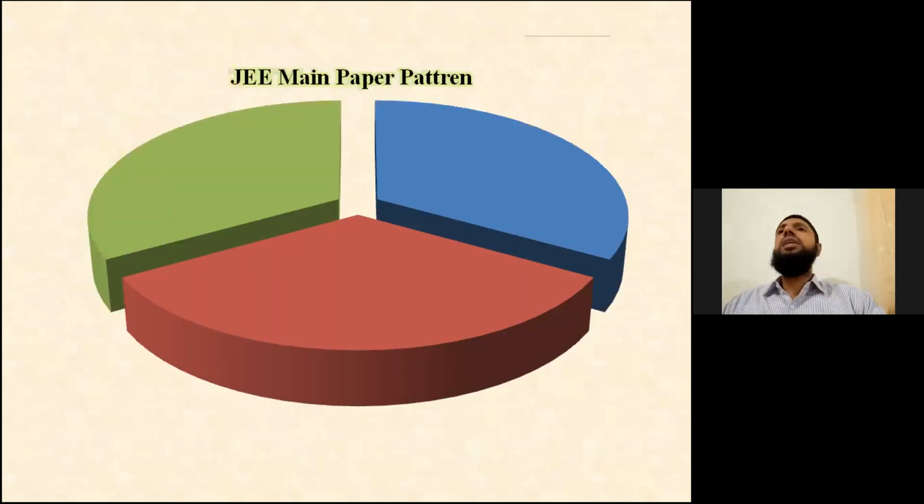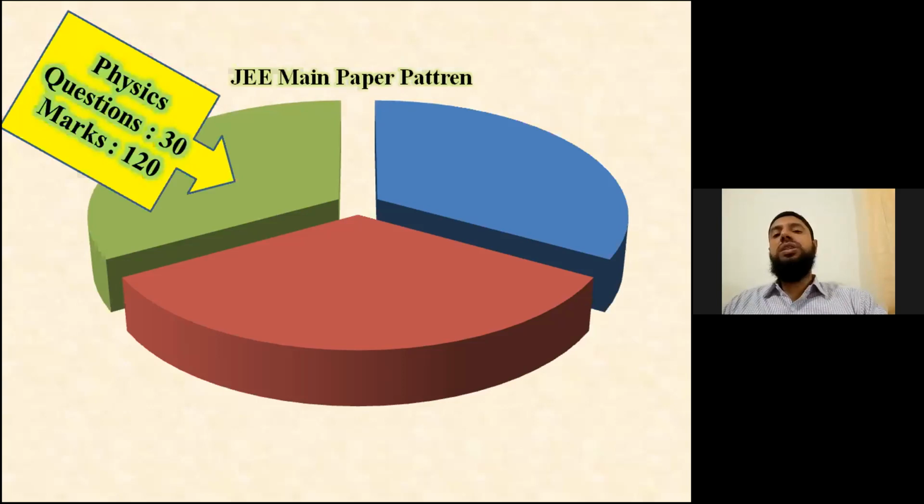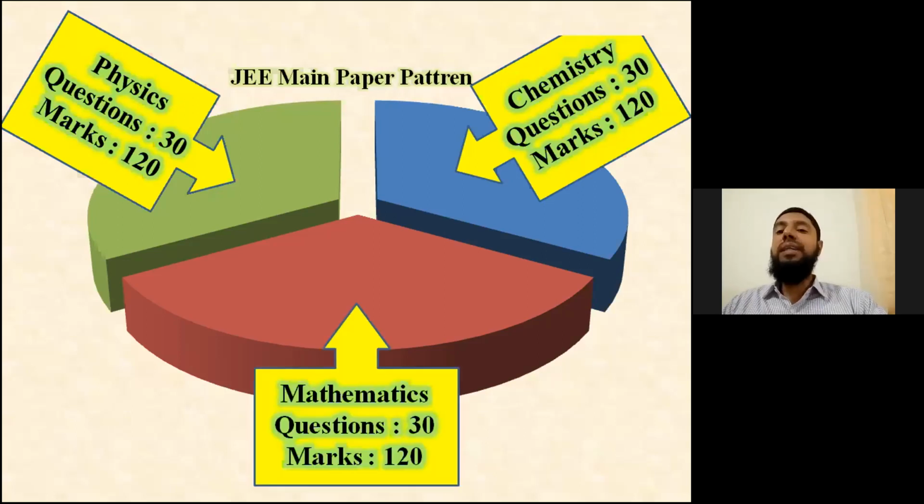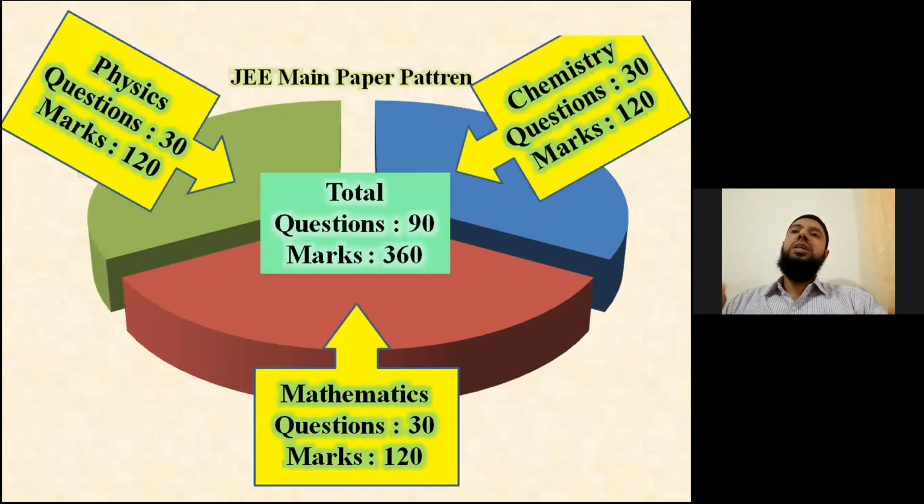Then, what about the JEE Main exam paper pattern? It will contain 3 parts. In NEET, we had physics, chemistry, and biology. In JEE, we will have physics, which carries 30 questions and 120 marks, chemistry, which has 30 questions and 120 marks, and mathematics, which will have 30 questions and 120 marks. The JEE exam is conducted in 3 hours. Total number of questions will be 90, and marks awarded will be 360.